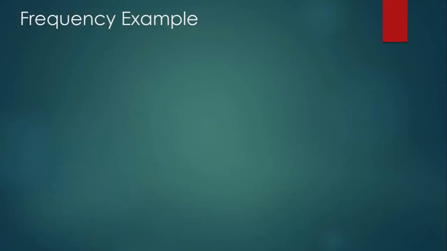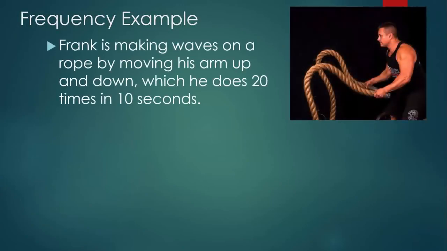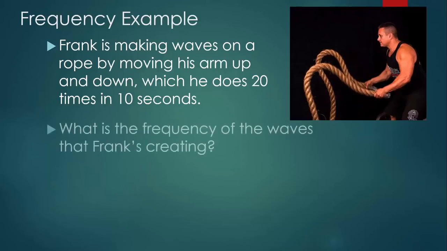Let's take a look at an example of a problem involving frequency. So here's Frank, and he's making waves on a rope by moving his arm up and down, which he does 20 times in 10 seconds. So in 10 seconds, he moves his arms up and down, that's an oscillation, 20 times. So we want to figure out what the frequency of the waves that he's making is.